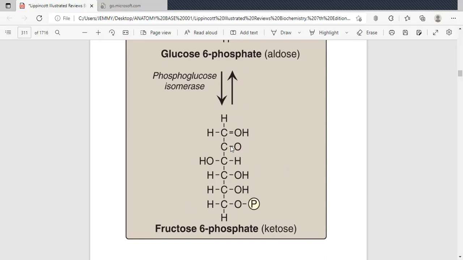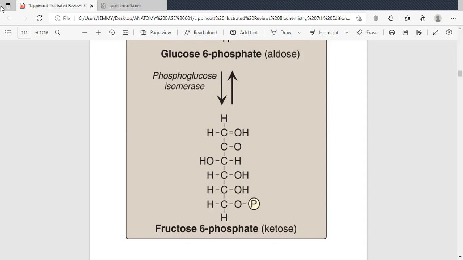That reaction is catalyzed by phosphoglucose isomerase. This is a keto sugar now. That was the second reaction. This reaction is reversible, unlike the first one of glucokinase and hexokinase, which is irreversible. So even during gluconeogenesis, we will be moving upward, but now we are carrying out glycolysis, which goes downwards.